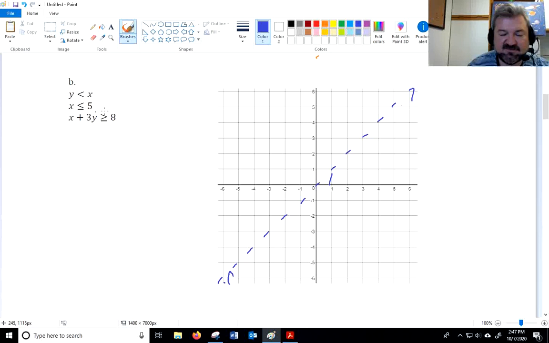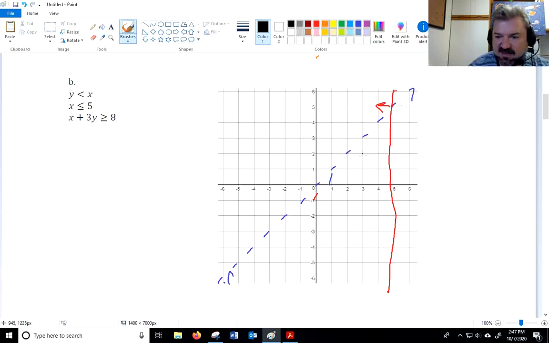All right, so then x is less than or equal to 5. Well, then x equals 5 is this vertical line here, and less than is going to be to the left. So since I'm down below this blue line and I'm to the left of this red line, it's going to be this corner over here. All right, and lastly, let's find the x and y intercepts here.